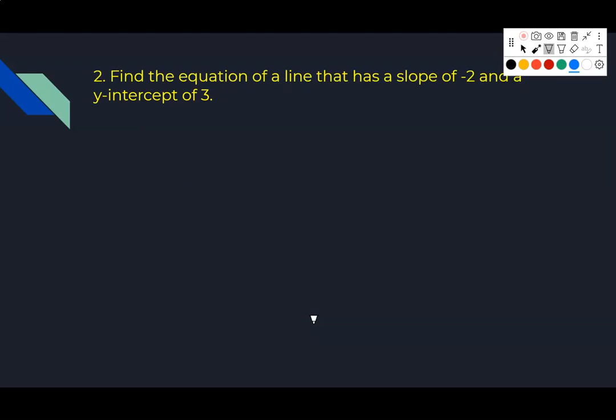Number 2, find the equation of a line that has a slope of -2 and y-intercept of 3. So let's recall our slope-intercept form, y equals mx plus b. You already have the slope, which is -2. So y equals -2x, and the y-intercept of 3, so plus 3. So this is the answer for number 2.